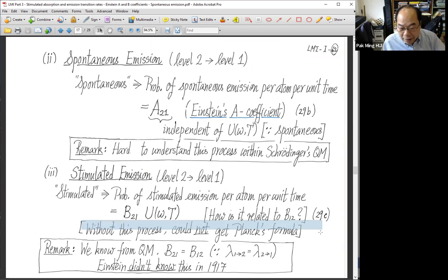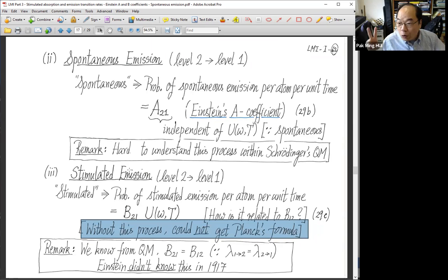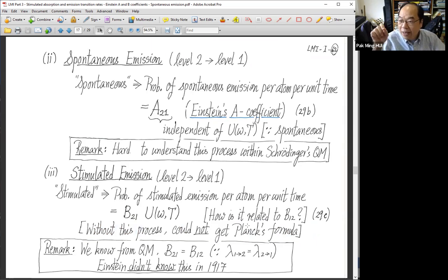I hinted one more time here that without this new process proposed by Einstein, he could not get Planck's formula, that -1. Let's see what we know in quantum mechanics. In quantum mechanics, we have an expression for B21 because we have lambda 21. We also know that this is the same as B12 because we have derived the formula lambda 12 is lambda 21. Okay? Einstein didn't know that, of course.